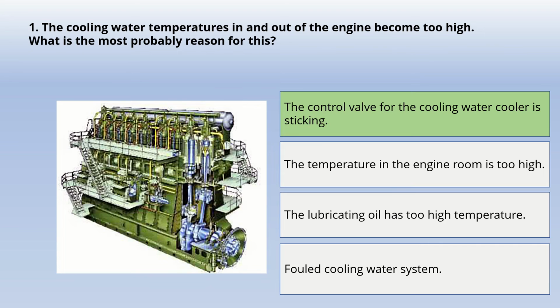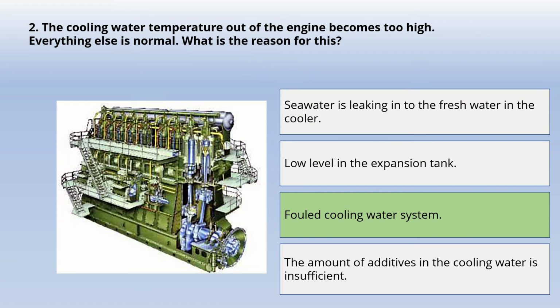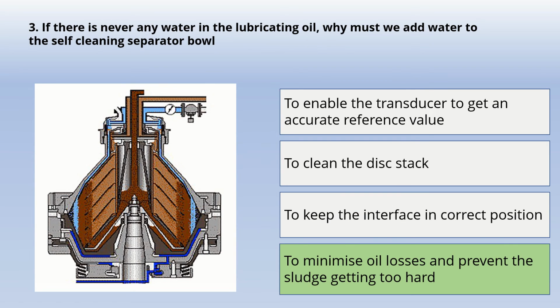Now let's summarize what we have studied in this video. The cooling water temperature in and out of the engine becomes too high. What is the most probable reason for this? The control valve for the cooling water cooler is sticking. The cooling water temperature out of the engine becomes too high, everything else is normal. What is the reason for this? Fouled cooling water system. If there is never any water in the lubricating oil, why must we add water to the self-cleaning separator bowl? To minimize oil losses and prevent the sludge getting too hard.